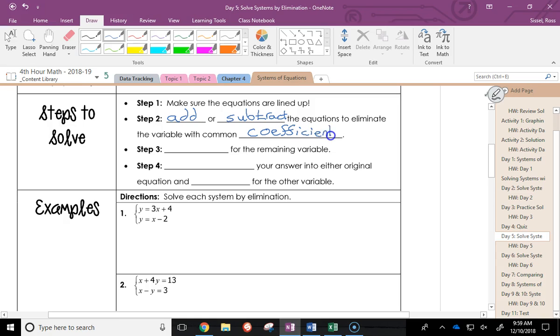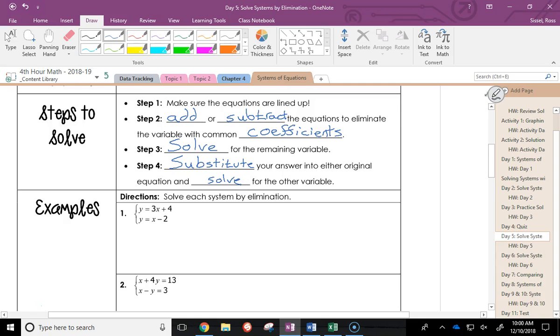And we're going to look at that. We have to make sure we know what coefficients are. Remember, coefficients, the number, decimal, or fraction, that come before our variable. Step 3 is you're going to solve for the remaining variable. Step 4, we still have to do the substitution method. Substitute your answer into either the original equation and solve for the other.